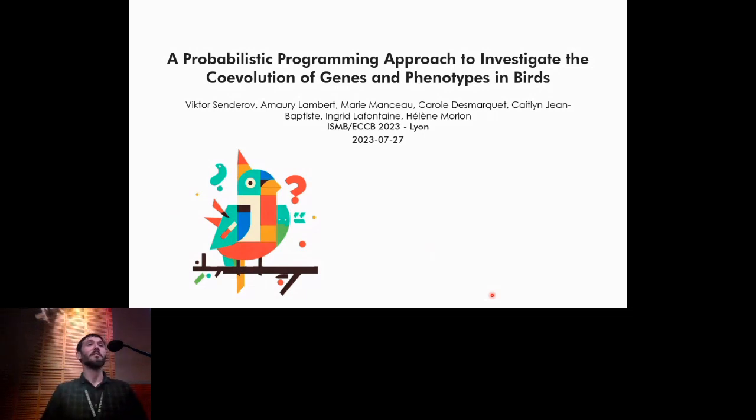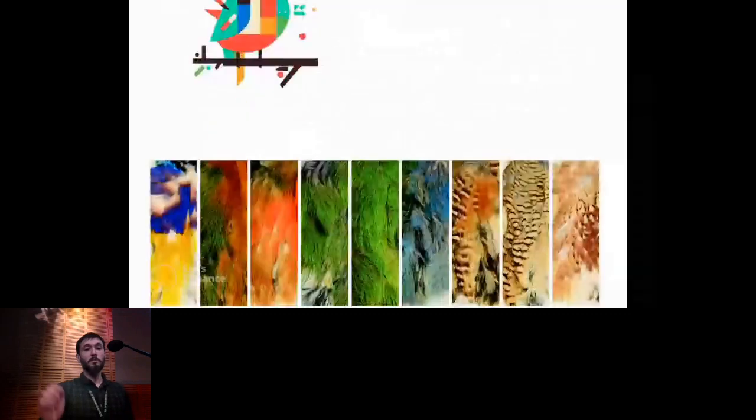And I'm going to talk to you about the probabilistic programming approach to investigate the coevolution of genes and phenotypes in birds. I'm a computer scientist currently with Hélène Morland's lab in École Normale Supérieure in Paris. Previously, I was with Fredrik Ronquist at the Natural History Museum in Stockholm, Sweden. So what I'm interested in is using probabilistic programming languages to elucidate the phylogenomic basis of bird color pattern formation.